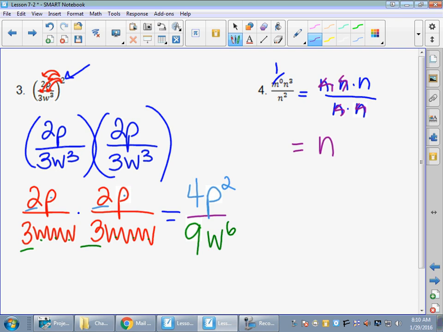If I'm thinking shortcut here, n cubed over n squared. If I do 3 minus 2, I get 1. Larger exponent is in the numerator, so really that's like n over 1 or just n. If it's in the numerator, you don't have to write a denominator unless you need one.